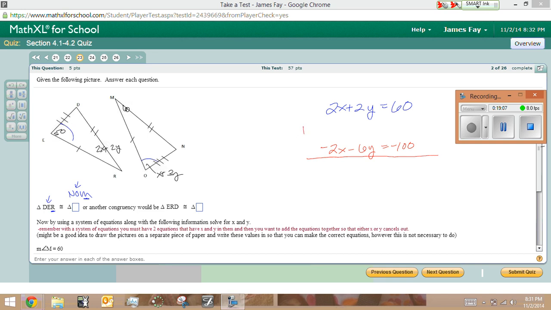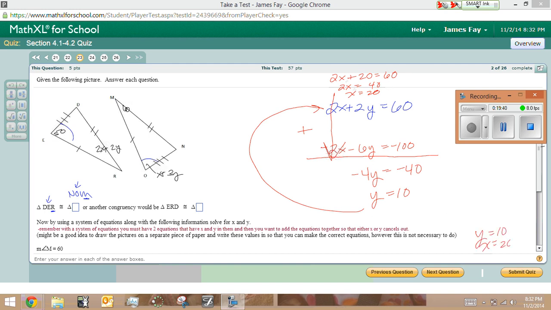So that alters the second equation. Now I'm going to add straight down. The x's go away. I'll get -4y, that's going to equal -40. So y then is 10. If y is 10, I'm going to plug it back into this equation here, and I'm going to get 2x plus 20 is equal to 60. 2x then is equal to 40. X then is 20. So y was 10, x was 20.